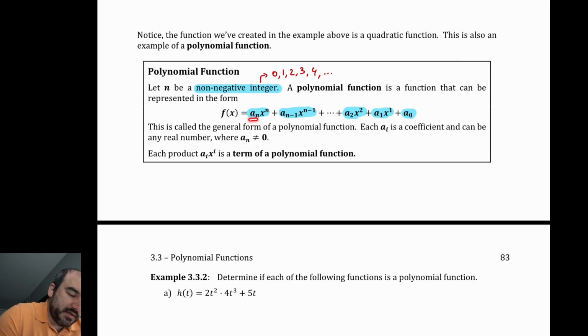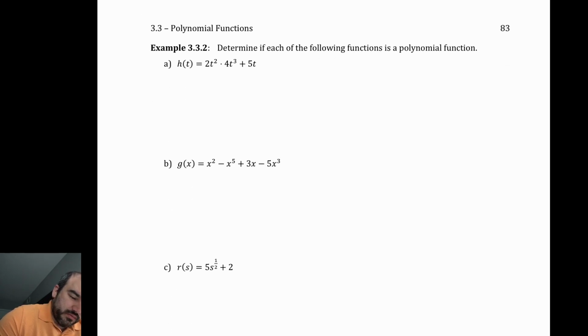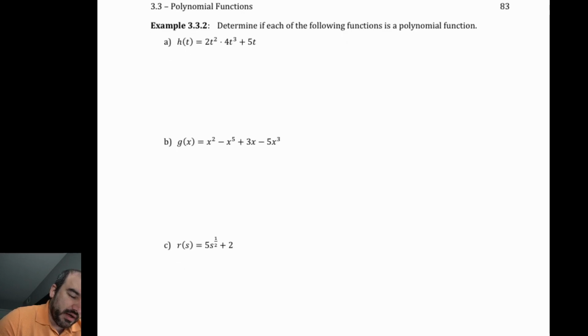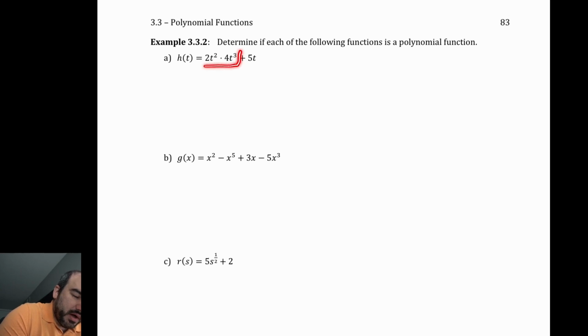Each of the a's, a_n, a_(n-1), all the way down to a_2, a_1, a_0, those are called coefficients. And they could be any number, any real number. And then each of these terms, each of these little power functions is called a term of a polynomial function. So, determining whether something is a polynomial function or not, again, you may have to combine certain things using properties of exponents before you can answer that question.